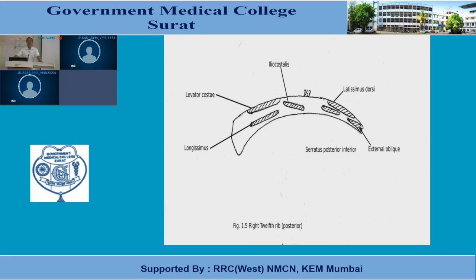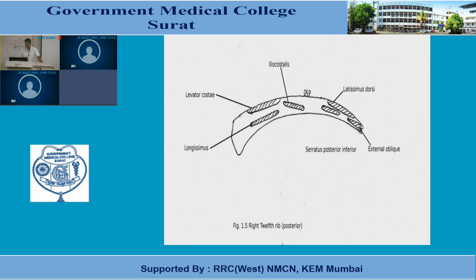Now in relation with the posterior surface of this 12th rib, from medial to lateral end, it shows attachment of levator costae, longissimus thoracis, then iliocostalis, then serratus posterior inferior, and the lateral most part shows attachment of latissimus dorsi and external oblique muscle of the abdomen. These are the attachments in relation with the posterior aspect of the 12th rib.